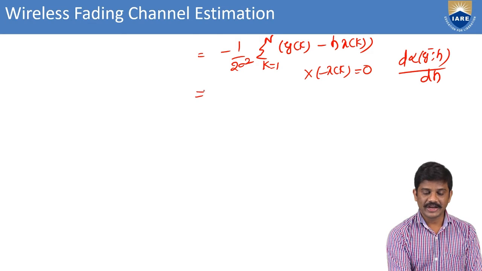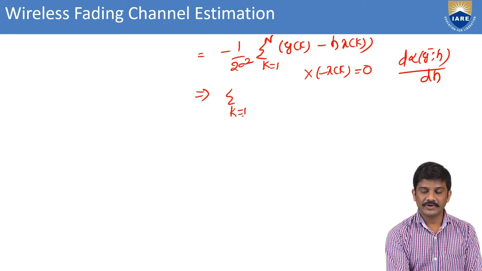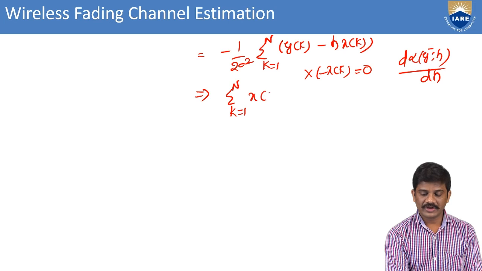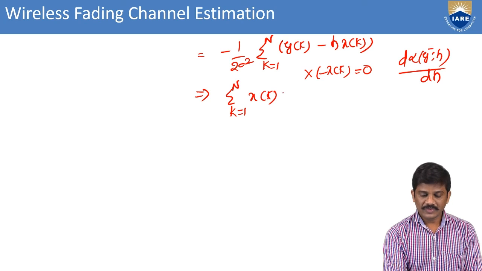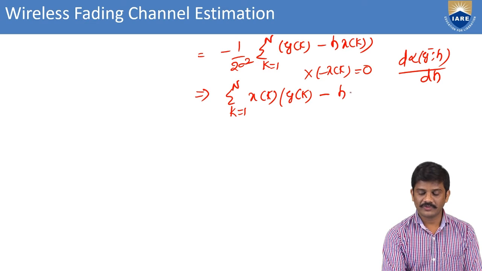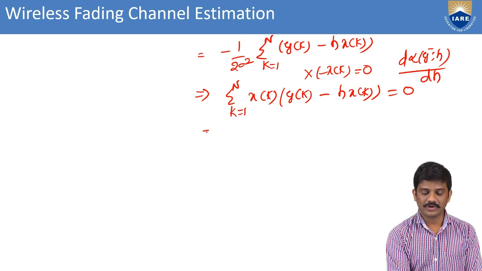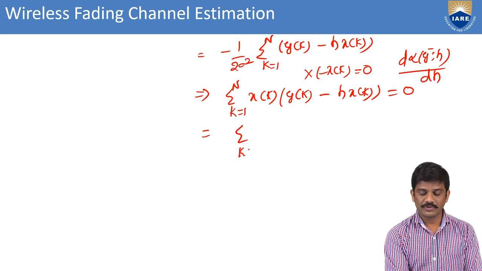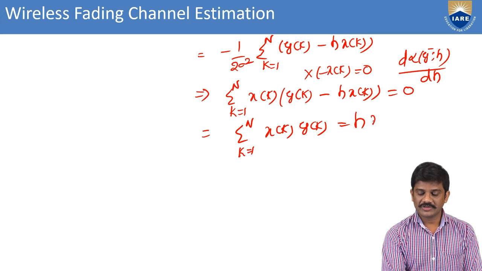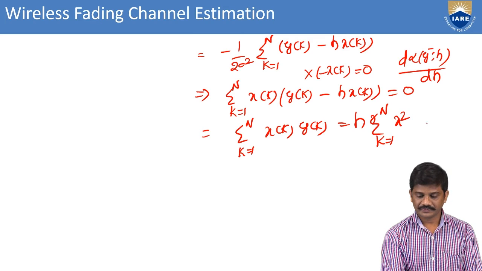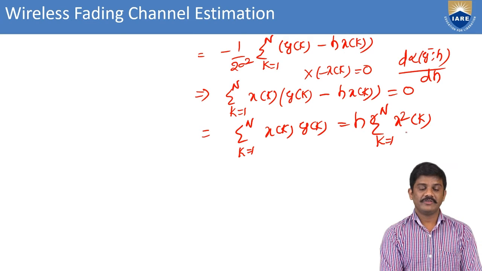Then we can write summation of k equal to 1 to n, x of k multiplied with y of k minus h of x of k, equal to 0. Then we can also write summation of k equal to 1 to n, x of k y of k, equal to h times summation of k equal to 1 to n, x square of k.